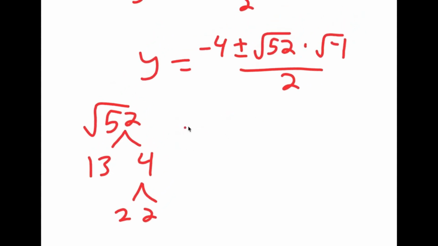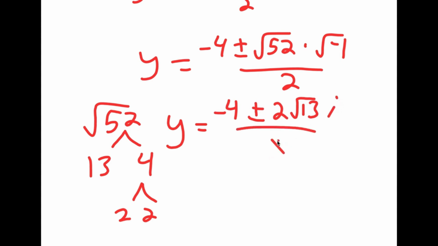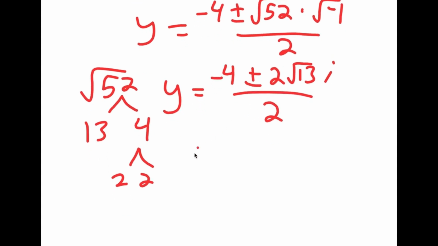So I get y is equal to negative 4 plus or minus 2 root 13 times the square root of negative 1, which is simply equal to i, over 2. Now if I divide both terms by 2, I get y equals negative 2 plus or minus the square root of 13 i.